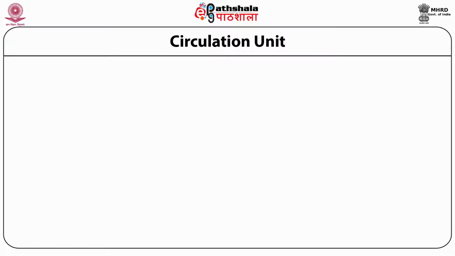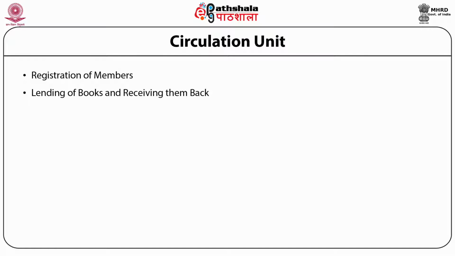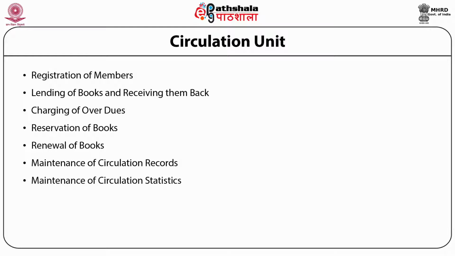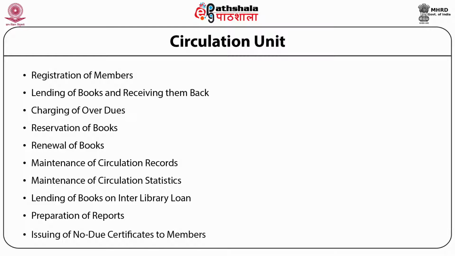The unit performs tasks such as registration of members, lending of books and receiving them back, charging of overdues, reservation of books, renewal of books, maintenance of circulation records, maintenance of circulation statistics, lending of books on interlibrary loan, preparation of circulation reports, and issuing of non-due certificates to the members.